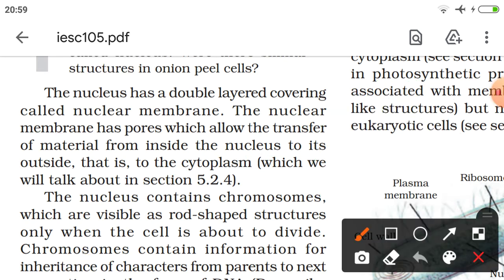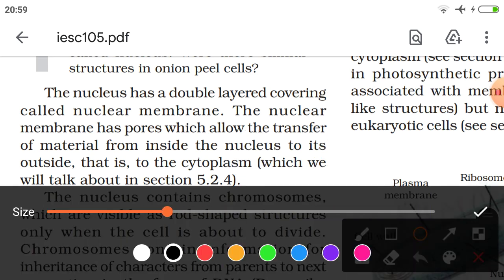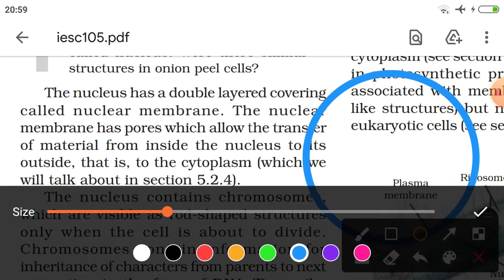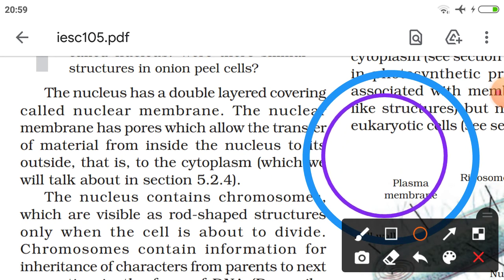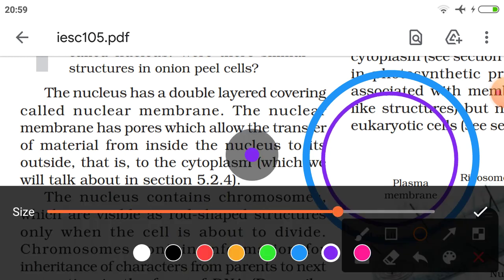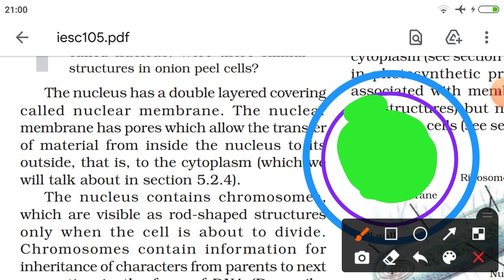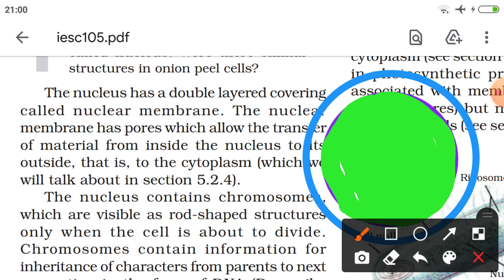Oops, all the diagram vanished. So sorry. Let me draw it again. So sorry for that, everyone. It vanished because of my mistake. So let me draw the pores over here.